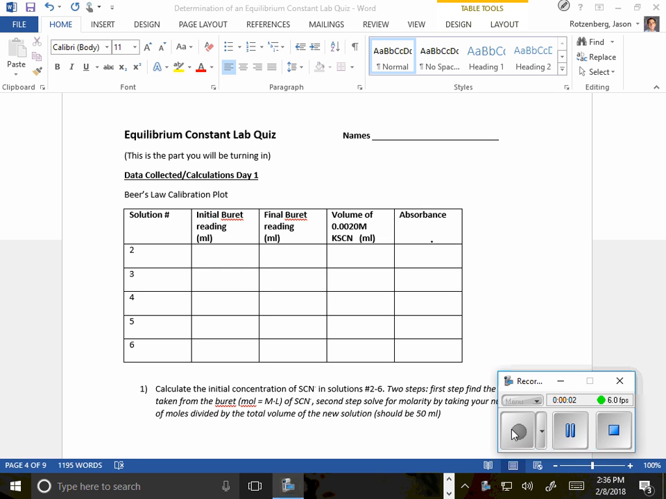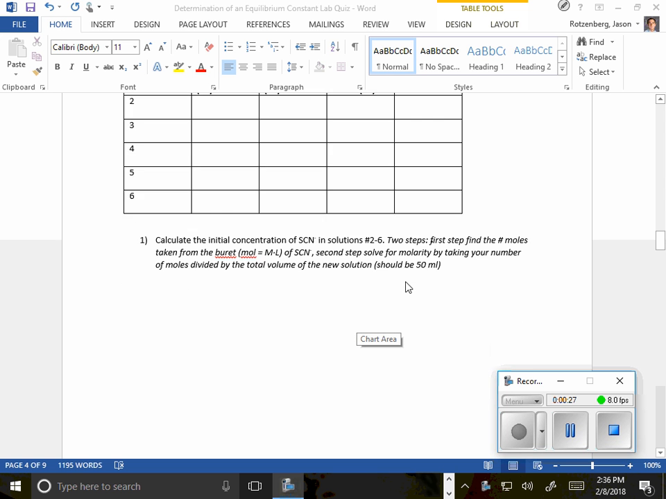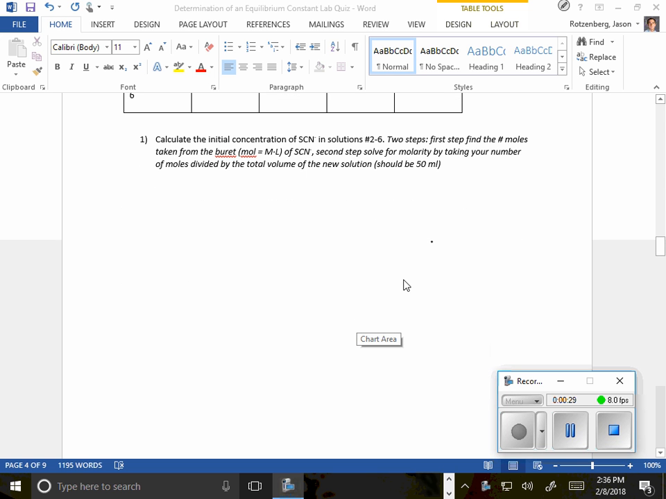This is the audio notes to help explain how to do the calculations for the lab quiz in AP Chemistry. What students will need is this table filled out. So they had their 5 different solutions. After solution 1 was what they used as a blank. And for the KSCN, initial and final burette reading should give them a volume of KSCN and what absorbance was for each of those. So let's start at calculation number 1.